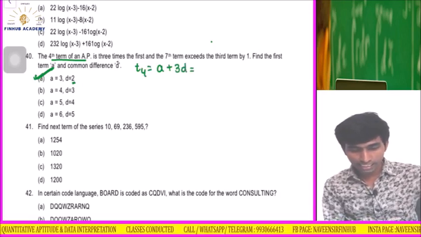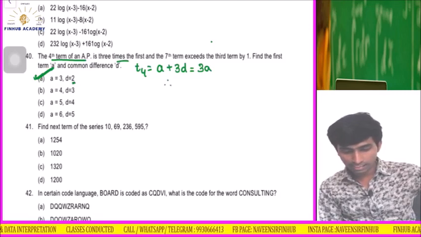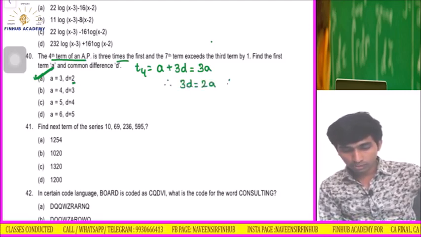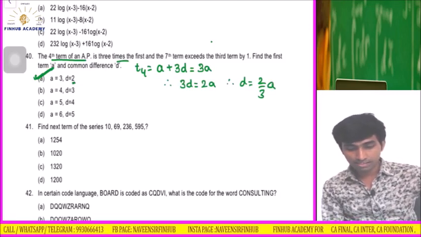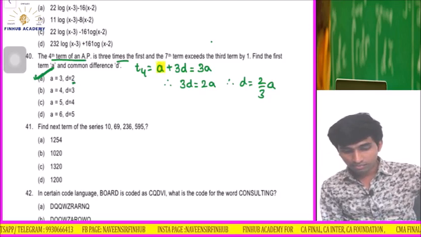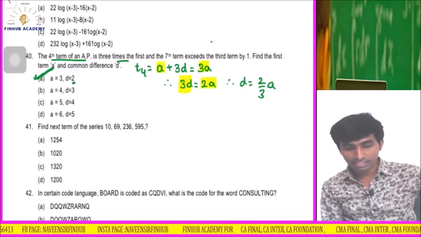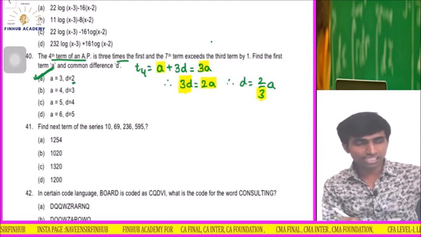This is equal to 3 times the first term, which means this is 3A. Therefore I can say 3D is equal to 2A. Therefore D is nothing but 2 by 3 of A. Please satisfy yourself: A will go that side, so 3 minus 1 will be 2A. Here 3D is standing, and when 3 goes that side, it will get divided. So I have got the relation. Let's see what we can do.